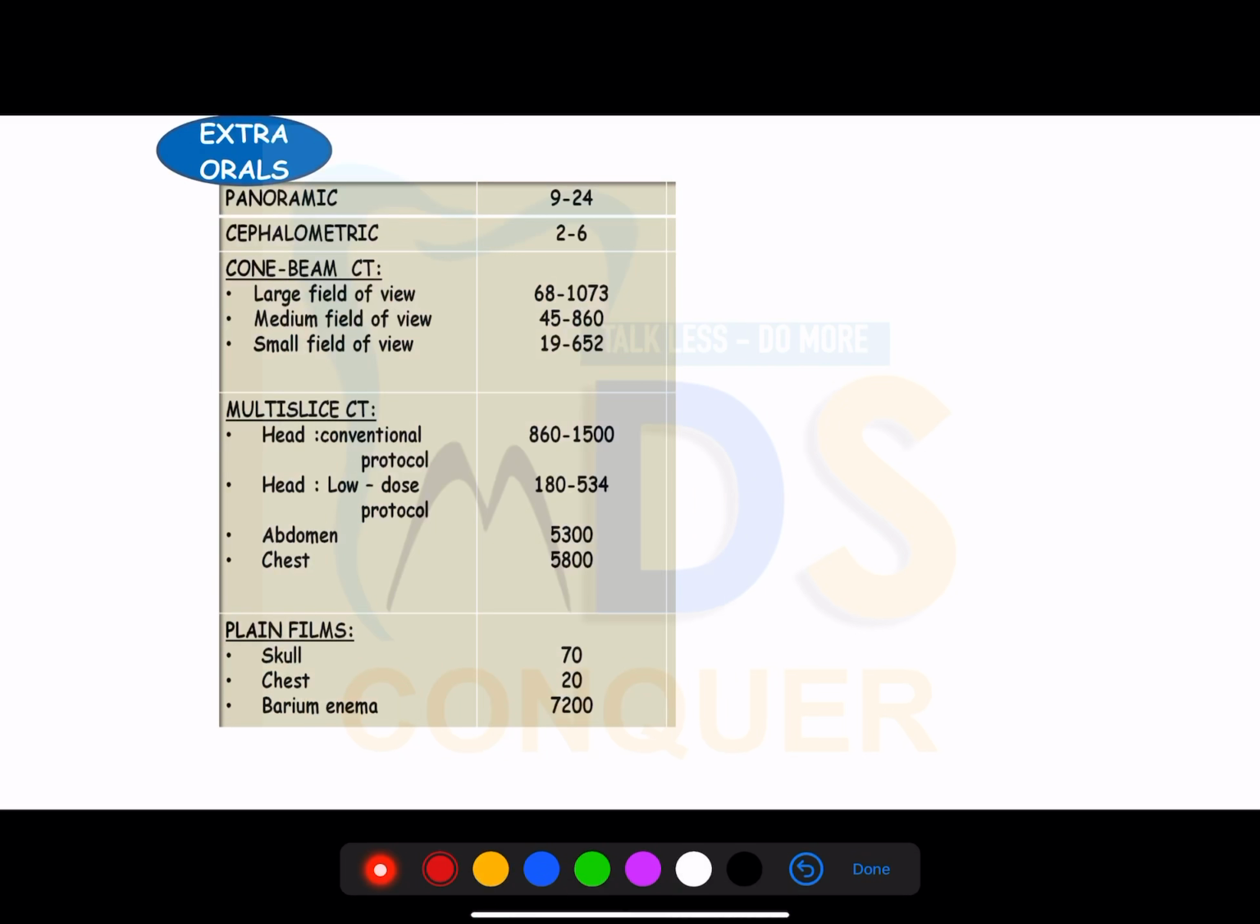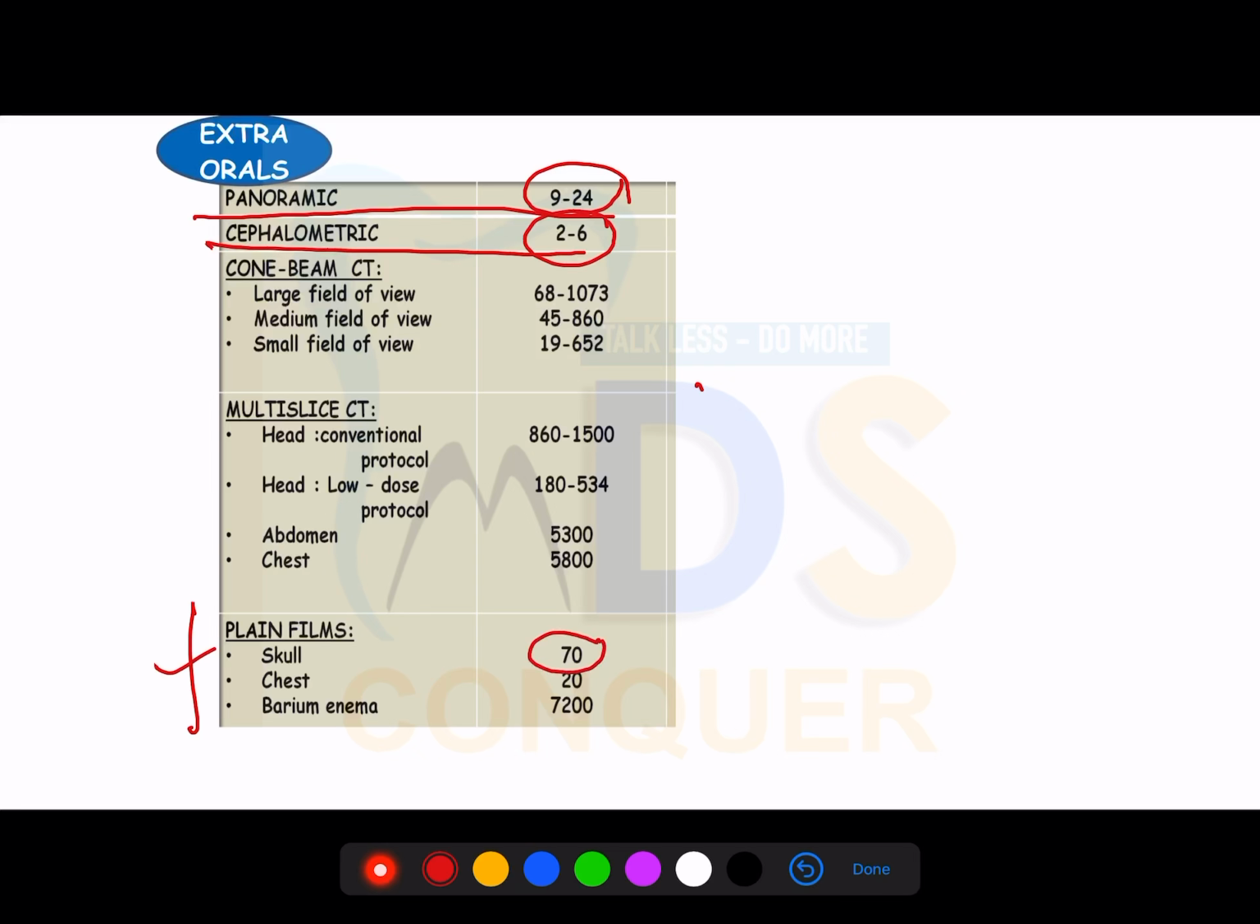And here this is the effective dose for the extraoral radiographs. For us it is important that panoramic is 9 to 24 and cephalometric is 2 to 6. And again the plain films like skull radiographs, the effective dose will be 70. Okay, and if you take the cone beam CT, which is an advanced radiographic technique, it has three things here, that is large field of view, medium and small field of view. Okay, the large field of view will have a high effective dose when compared with the medium and small field of view. So these are the important numericals given for the effective dose of extraoral radiographs.